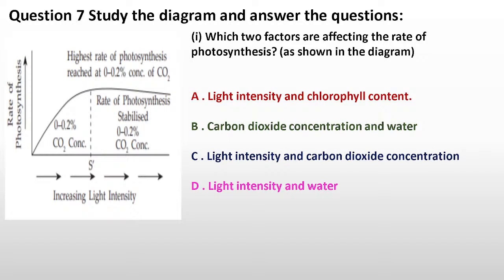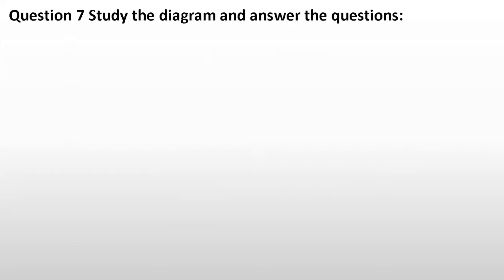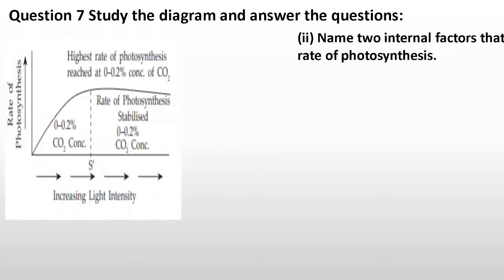And the correct answer for question number 7.1 is C. It is light intensity and carbon dioxide concentration. You can clearly see it from the diagram. Same diagram, second sub question.